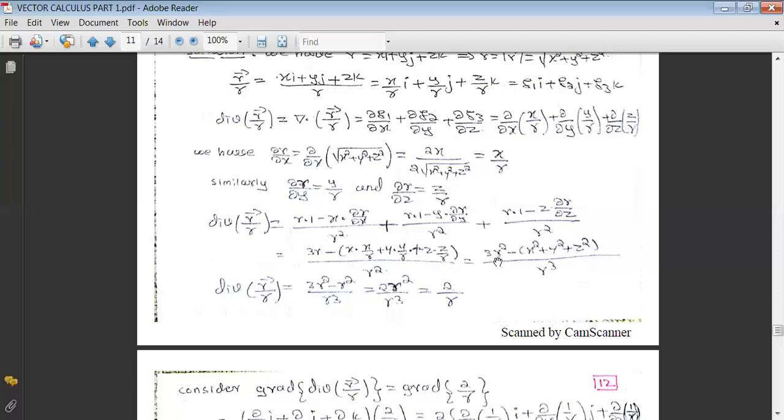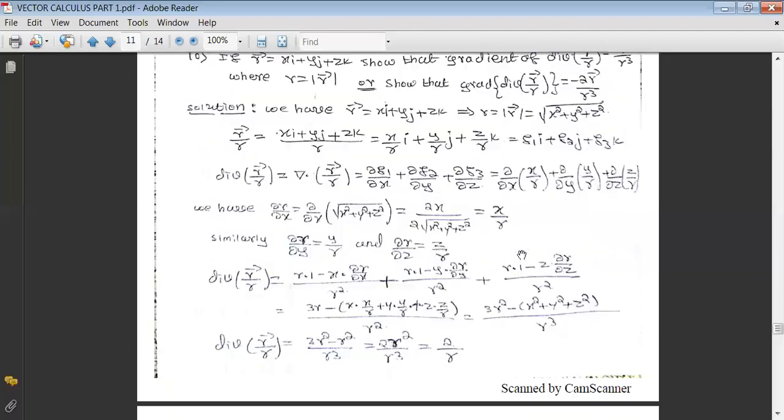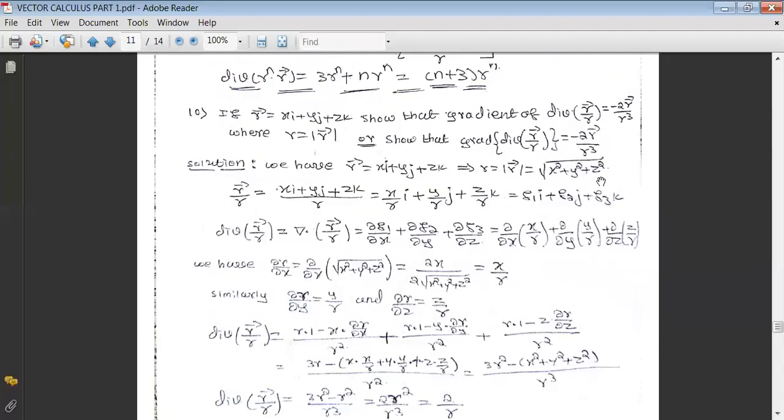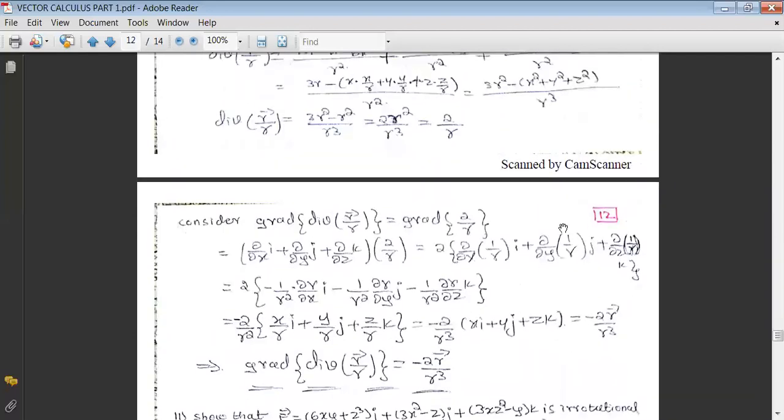Therefore, this is 3r square, and x square plus y square plus z square is r square. Because r is this one, if you square on both sides, we get r square equal to x square plus y square plus z square. That's why this becomes r square. If you take the simplification, that is 3r square minus r square, that becomes 2r square. And if you divide by r cube, that gives you 2 by r. This is divergence of r bar divided by r.